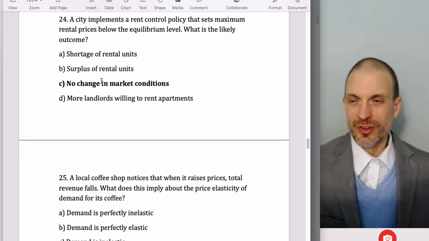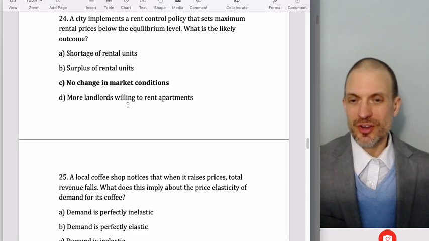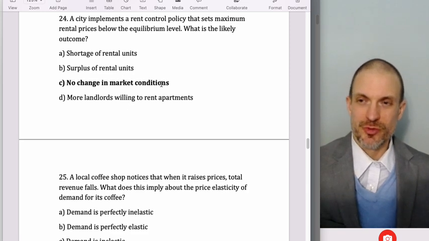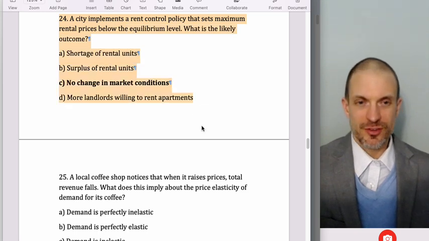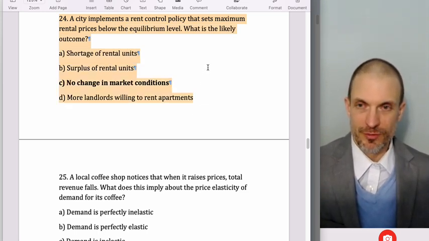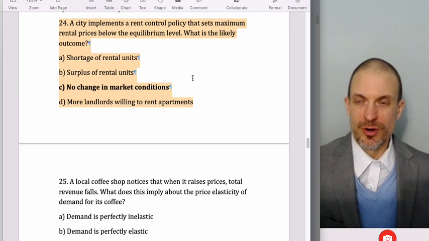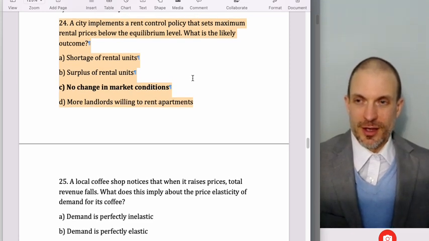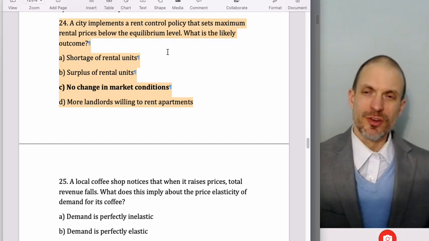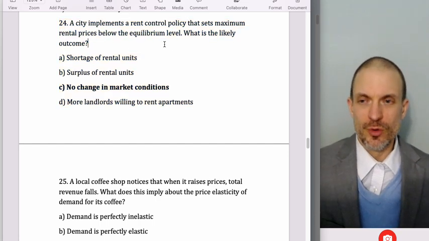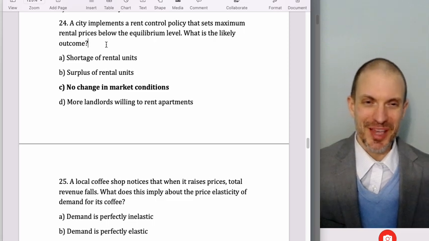Okay, so a city implements a rent control policy that sets maximum rental prices below the equilibrium. What's the likely outcome? I should have taken this one off the exam. So sorry about that. This is chapter 4 in my Substack version of the text question. Or if you're following with another text, this is under rent controls and taxes. In Stevenson and Wolfers, it's chapter 6. So this actually shouldn't be on this exam, is what I'm saying.